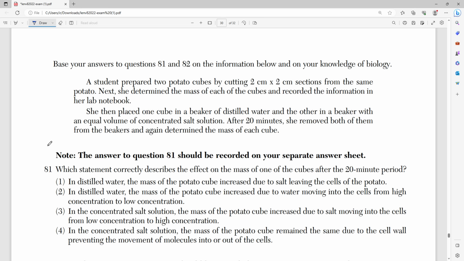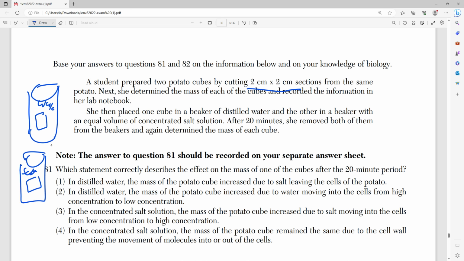So this is a problem regarding osmosis, active transport, or diffusion, right? Something like that. We have one potato, so she's preparing potato cubes, right? And then she's placing one potato cube in a beaker of distilled water, so it's just regular water, and another in a concentrated salt solution, right? So here there's more salt on the outside, right?